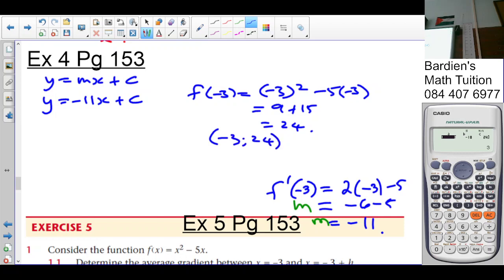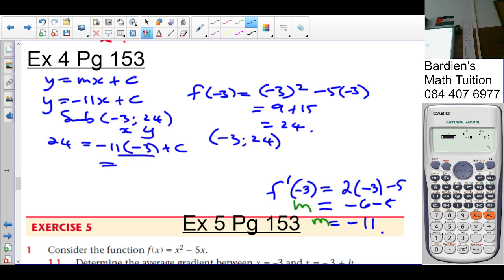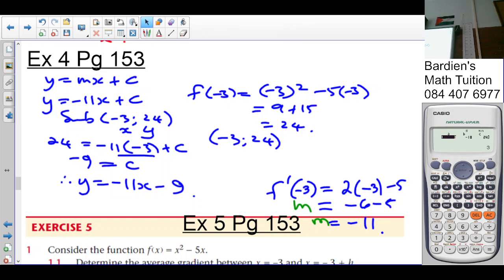This you could have gotten actually from your previous calculations. No? So you can substitute negative 3 and 24 into the straight line, remembering that's the x and the y. So 24 is equal to negative 11 times negative 3 plus c. This is positive 33. Bring it over, c is negative 9. Is that correct? So y is equal to negative 11x minus 9. You must be able to do this. It's worth 4 marks. Alright, and it's often asked.